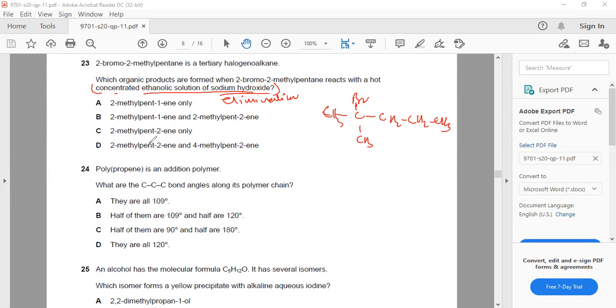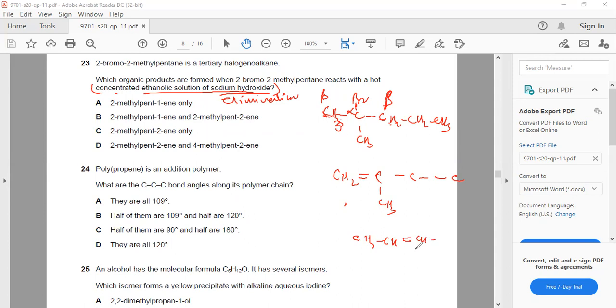So the H is removed from the beta carbon. This is also a beta carbon. The main carbon with the functional group we call the alpha carbon, and then we call the neighbours beta. Two different types of compounds are possible. H can be removed from the left hand side also, right hand side also. There will be two isomers formed. One isomer will be 2-methylpent-2-ene, and the second one, H is removed from the other carbon.